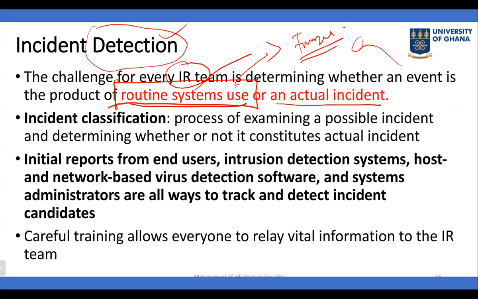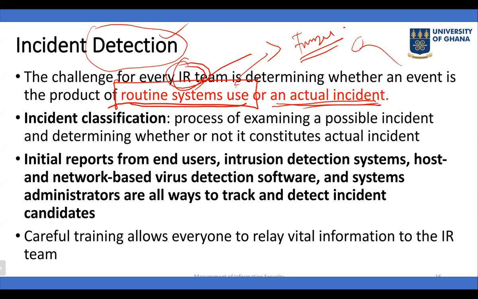And then there is an actual incident. Usually a problem triggers the IR team, when someone in operations notices something wrong with the system. Now, when the incident response team comes, they need to find out whether this issue is routine system use or an actual incident. So it is usually a problem.